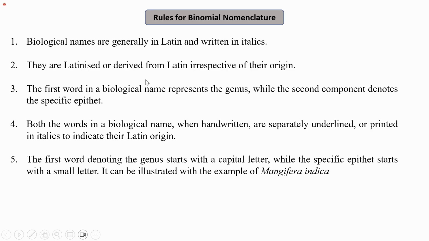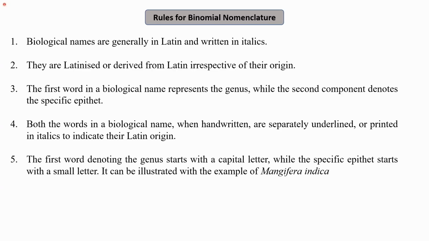So they are Latinized or derived from Latin, irrespective of their origin, to avoid any sort of confusion. The first word in a biological name, as I mentioned, represents the genus, while the second component denotes the specific epithet. We will learn all about these terms like genus, taxonomy in the next lecture. But for now, the first word in the biological name represents the genus. It's just like whatever we get as a surname from our parents, right? In the Western culture also, surname is considered as the first part of your name, right?